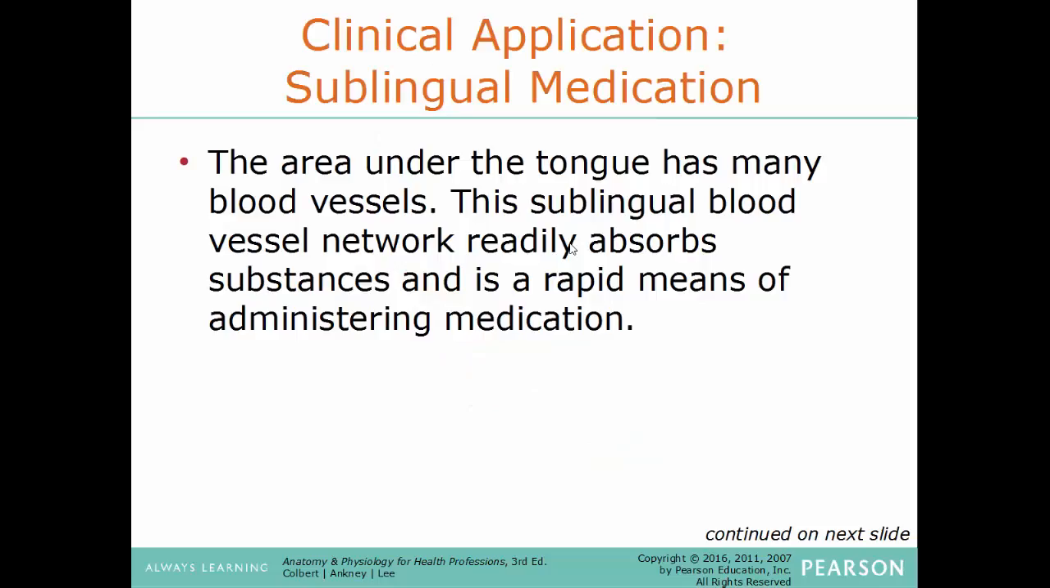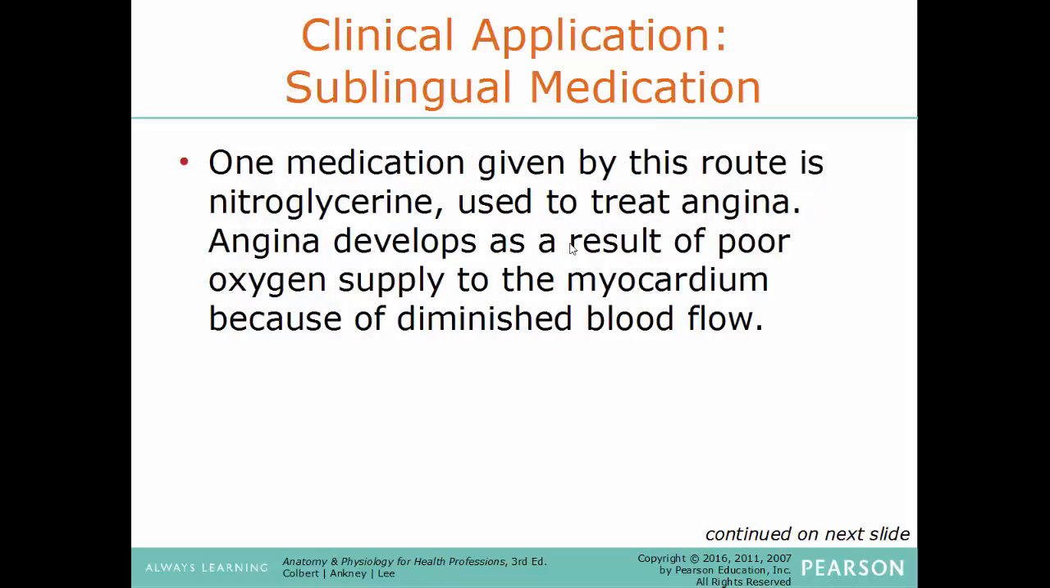Alright, now we'll talk about a clinical application for the sublingual medications. Now the area just under the tongue has a large number of blood vessels. So this sublingual blood vessel network readily absorbs substances as a means of rapid absorption and a way to rapidly administer medications. Now one medication given by this route is nitroglycerin, which is used to treat angina or pain.